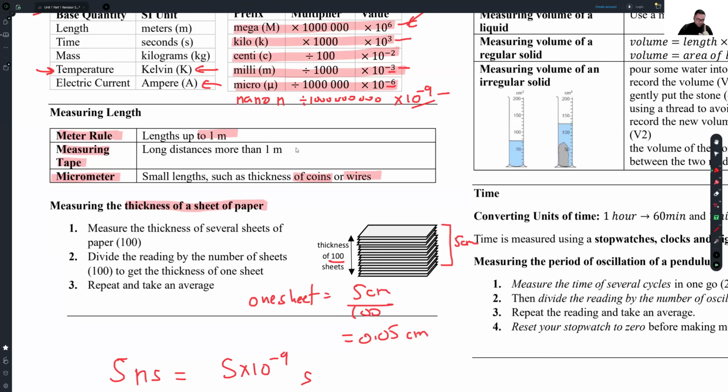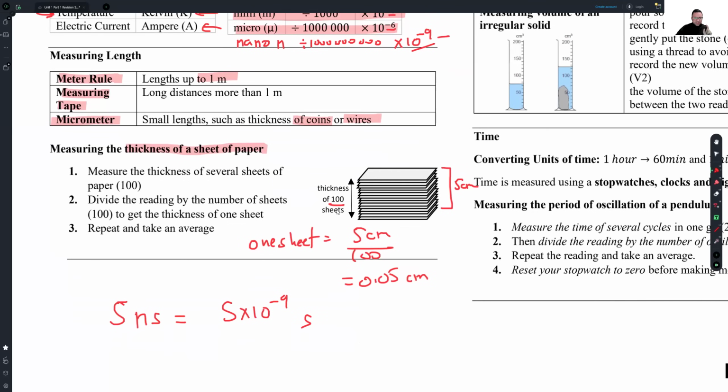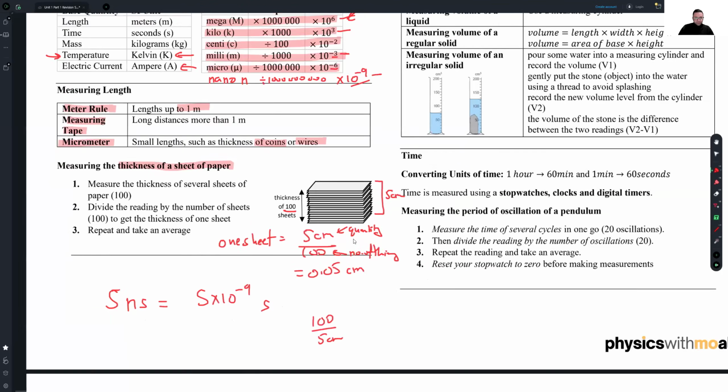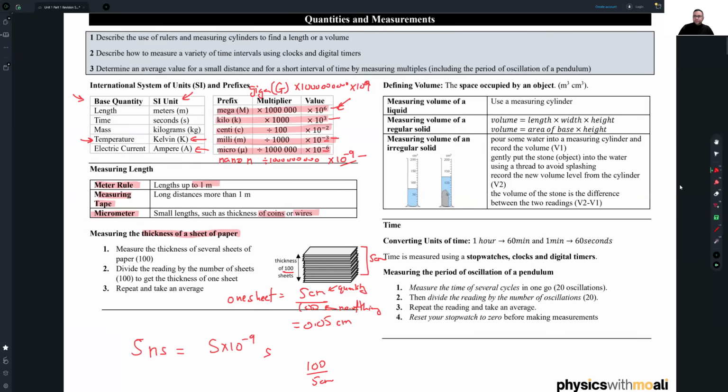Please keep in mind, a lot of students make this mistake. They divide 100 by 5. It is always the quantity on top and the number of things on the bottom. Again, quantity on top. So total time on top, total thickness on top, total mass on top, divided by the number of things, never the opposite. Okay, good. Next.